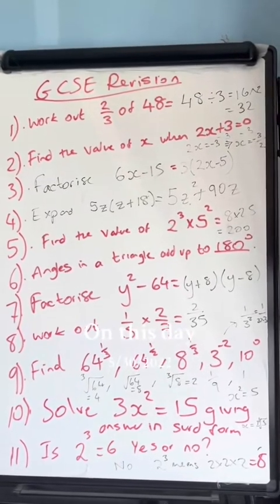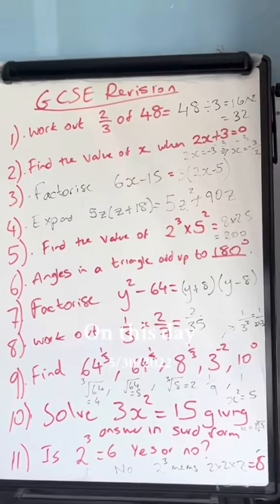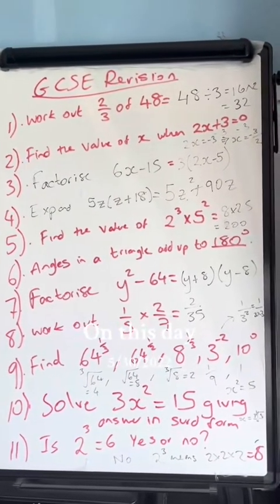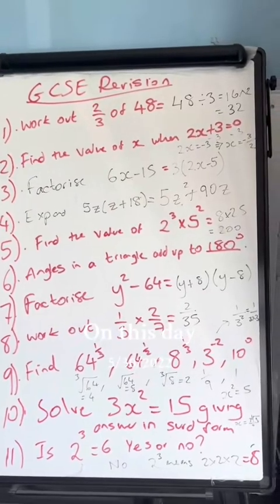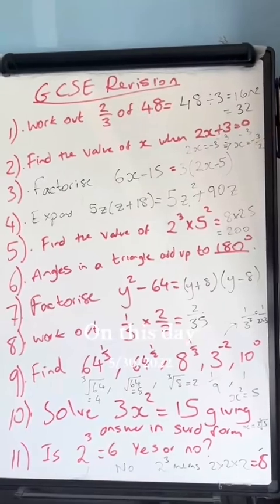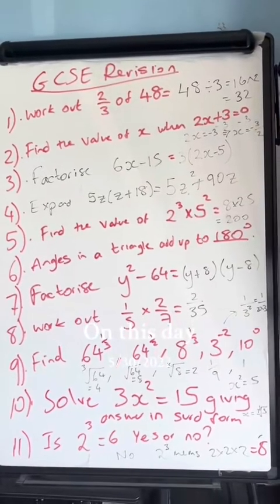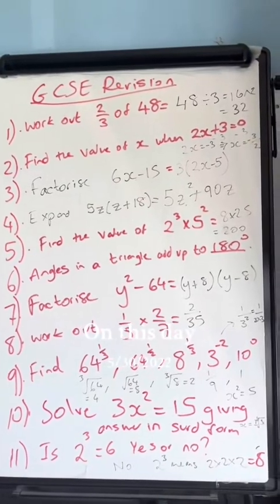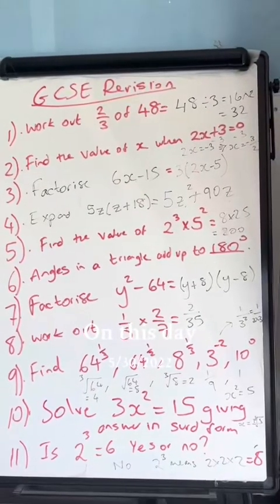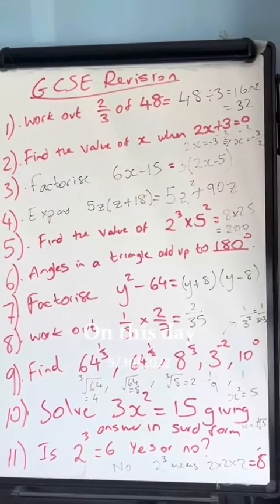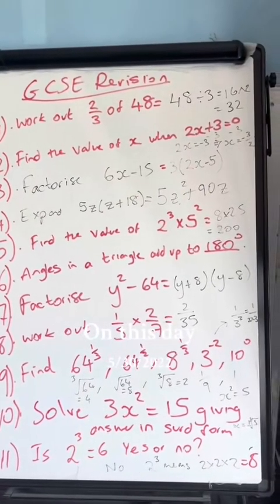This is question number 7, guys. Factorize y squared minus 64. Again, that's the difference of 2 squares. So it's double brackets: y plus the square root of 64 times y minus the square root of 64. Now the square root of 64 we should know is 8, because 8 squared is 64. 8 times 8 is 64. So it's y plus 8 times y minus 8.